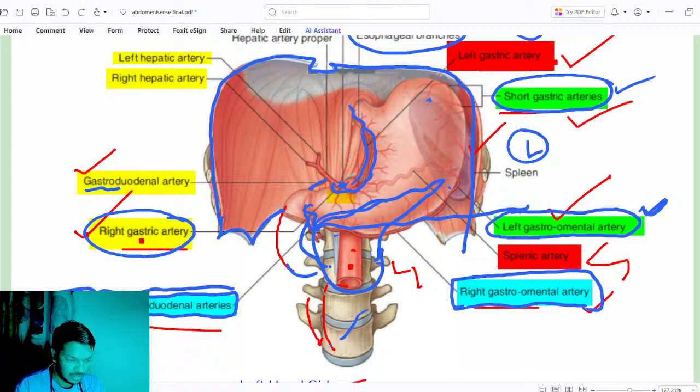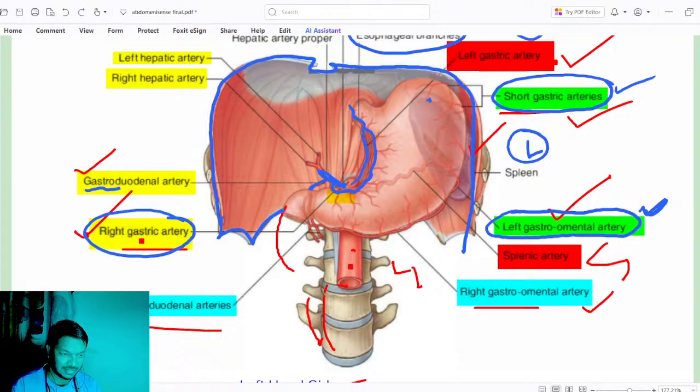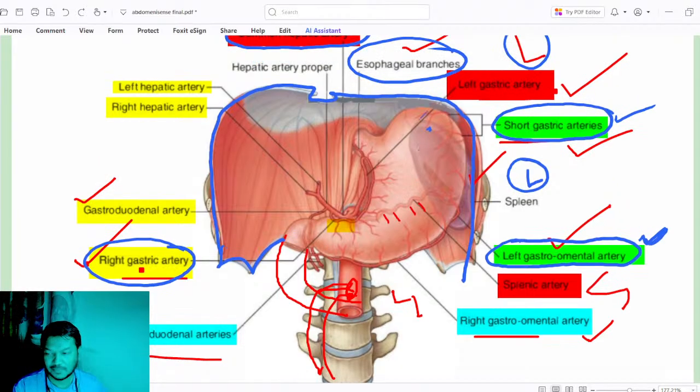Again, very simple. The stomach gets supply from the celiac trunk, which has three branches: left gastric artery, splenic artery, and common hepatic artery.